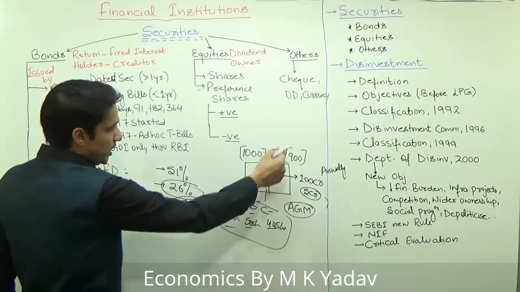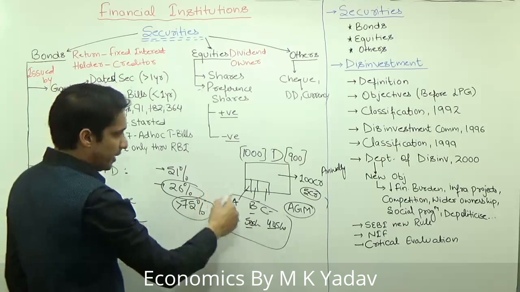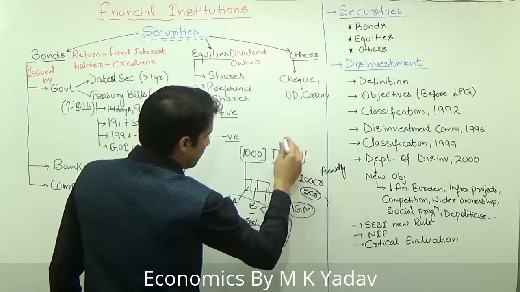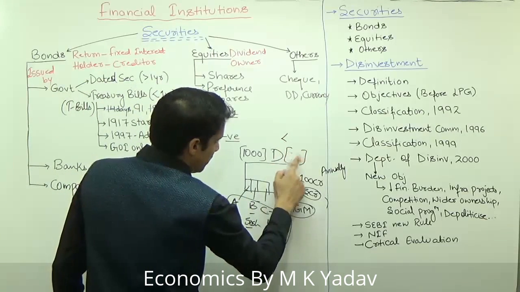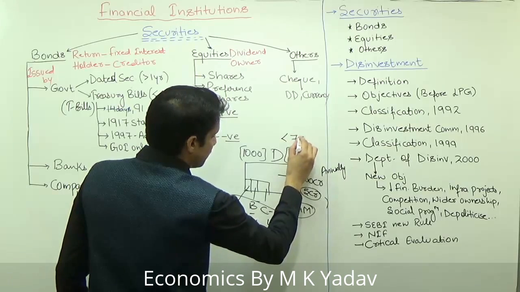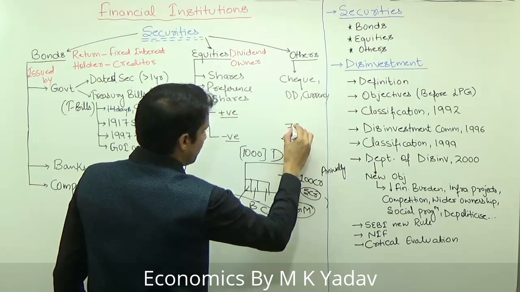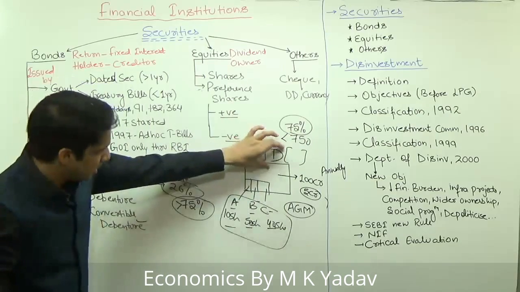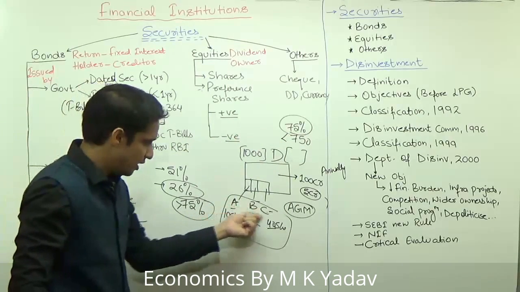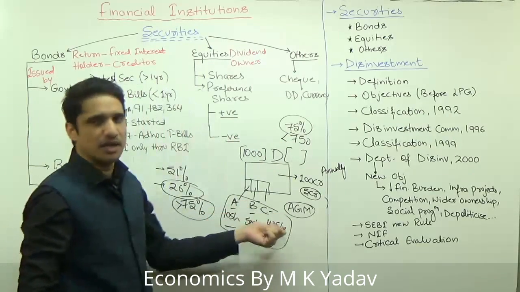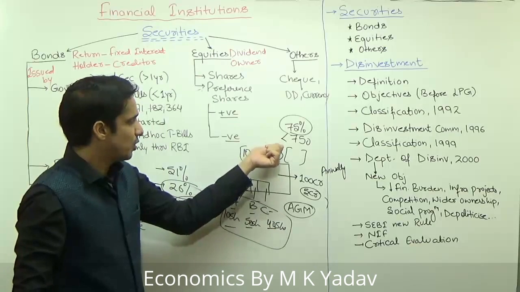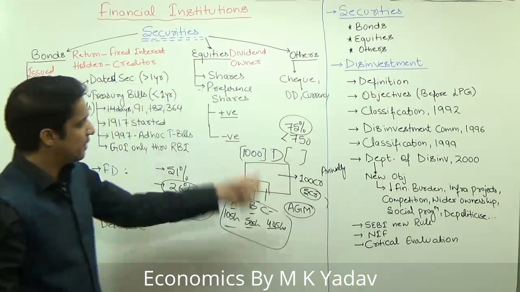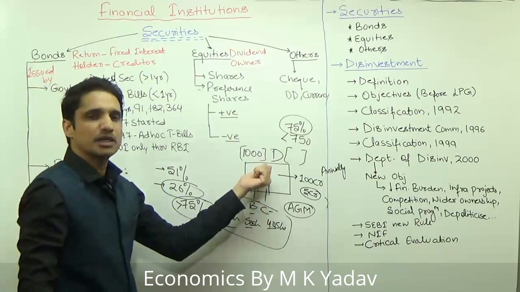So if D will be forced to dilute 25%, D's ownership will be less than 75%. So unless and until D takes the consent of A, B, C and all these different guys, D or the promoter cannot make any basic changes in this particular company.